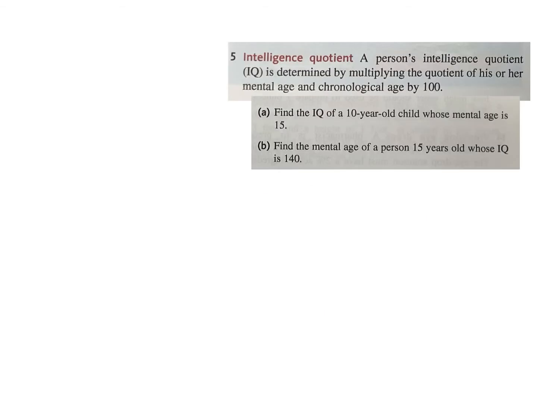Next, intelligence quotient. There you go. If you take your mental age divided by your chronological age, and then you multiply that by 100, that gives you your IQ. So find the IQ of a 10-year-old child whose mental age is 15. Mental age is first. So part A, 15 divided by the actual age. So this person's mental age is older than their actual age. That's what they act like. Now you multiply it by 100. You could take 15 divided by 10 on your calculator, and then multiply by 100.